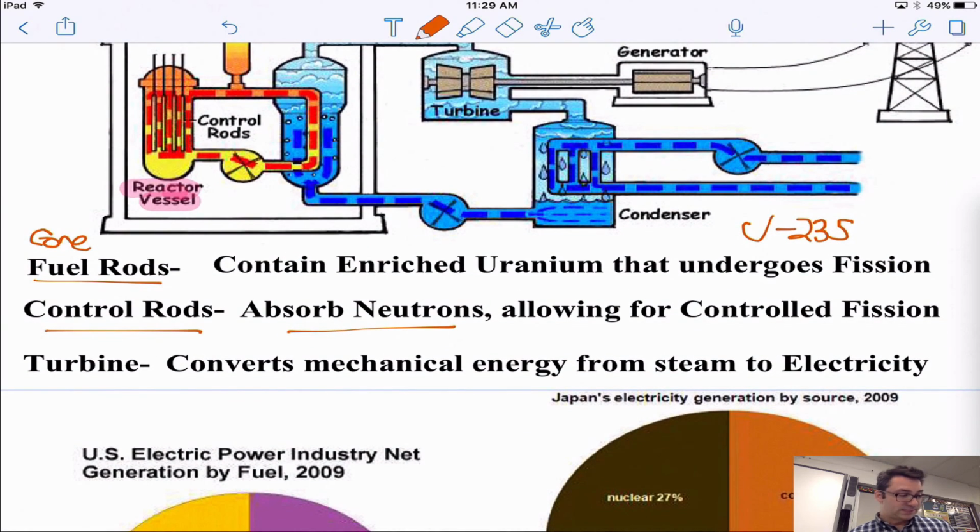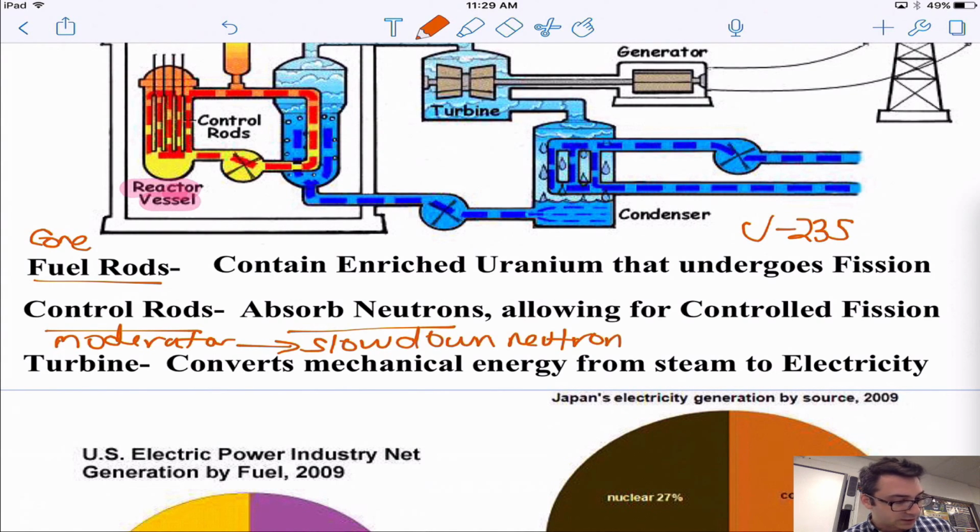Now, something else that's missing from this slide are the moderators. A moderator will actually slow down a neutron. And this actually helps fission. This will increase the neutron capture.